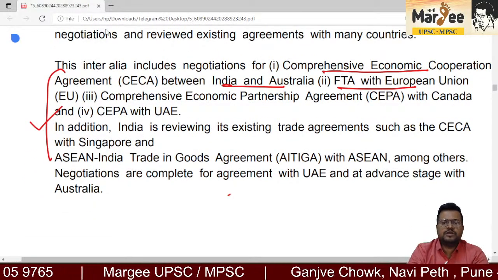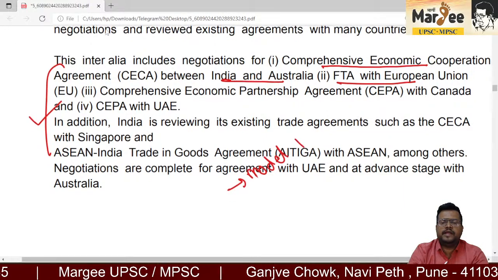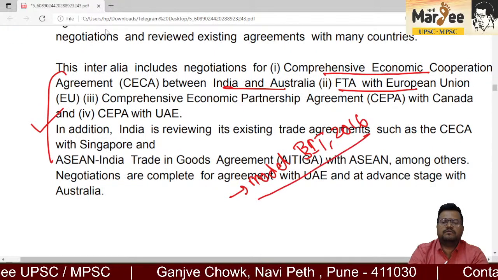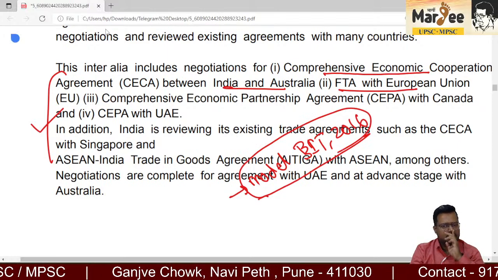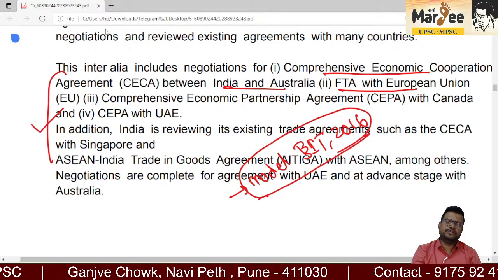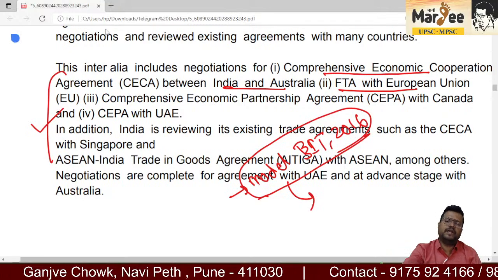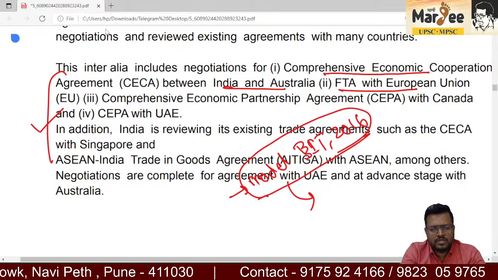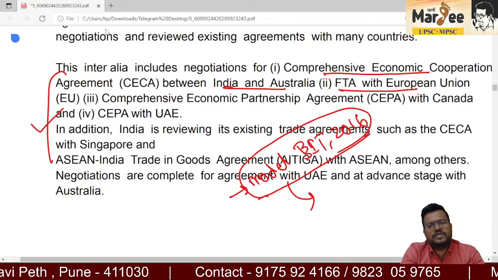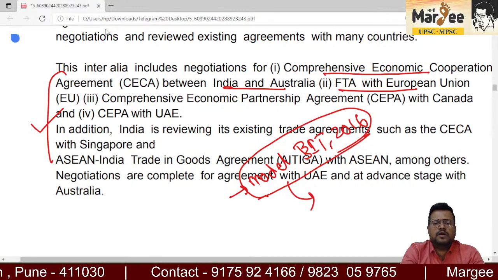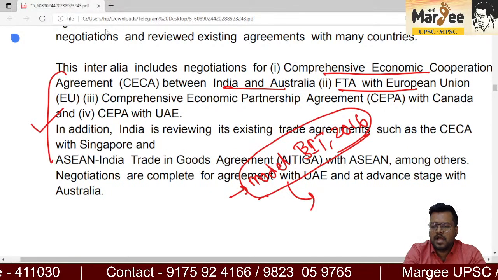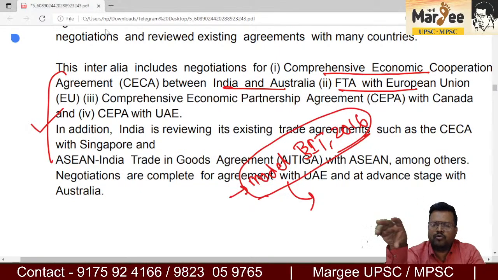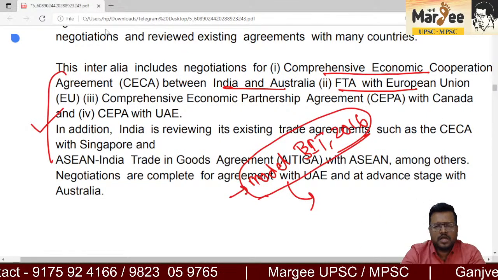For mains, you must be aware of the Model BIT of India, that was published in 2016. So it is a potential question, what changes the government has introduced in this Model BIT and what were the earlier provisions. There is also an investment model topic in your GS3. You must be prepared for this Model BIT of 2016. How the government has changed the definition of investment, how it has removed the clause of MFN, that is most favored nation, that you should be aware of.